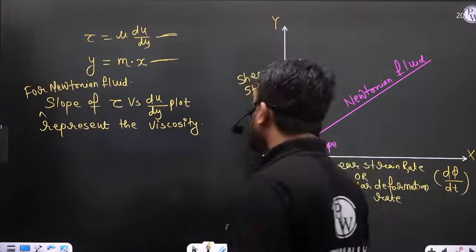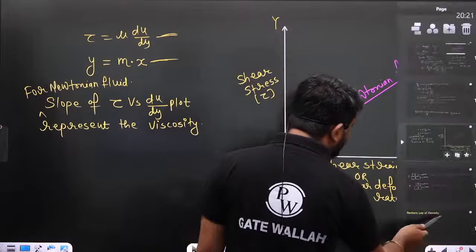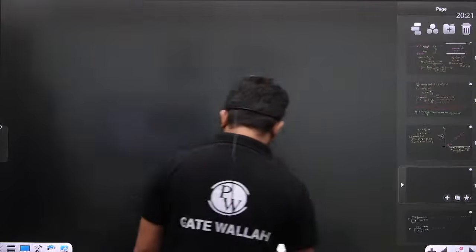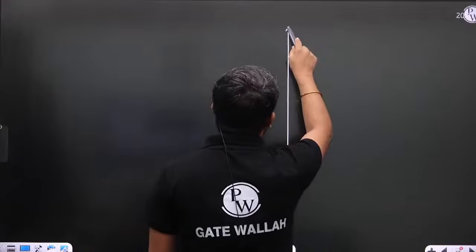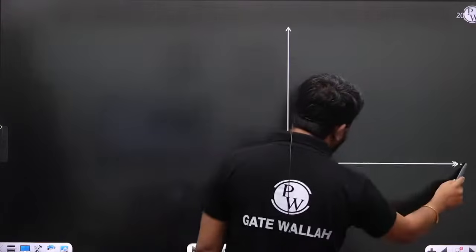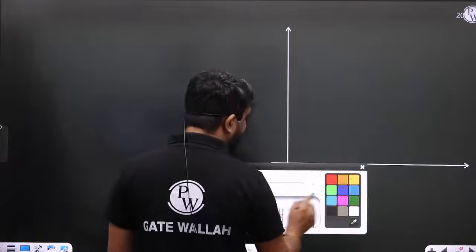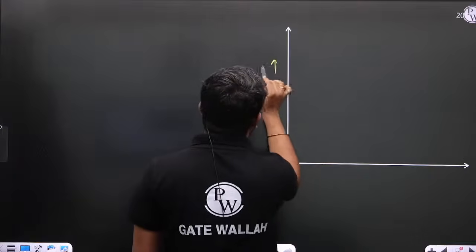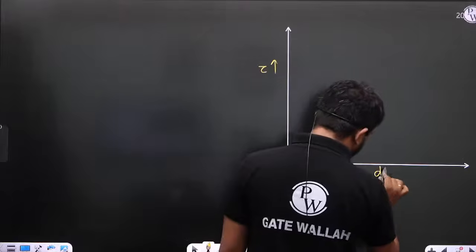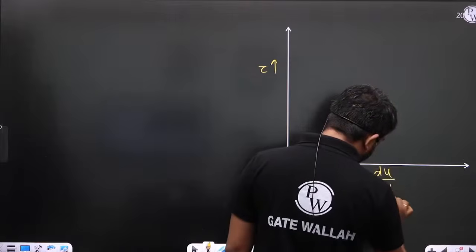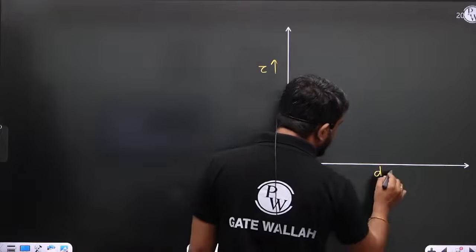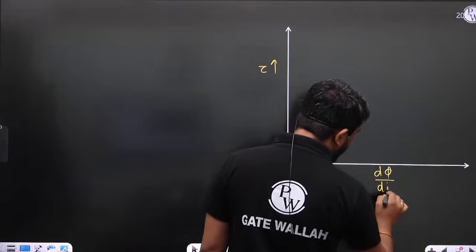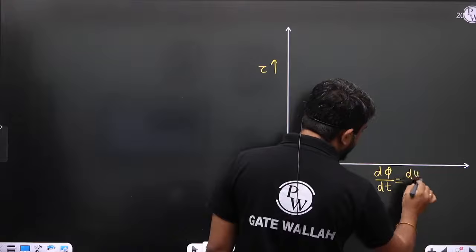Okay, so if I'm talking about the two graphs, let us consider again the tau versus du by dy plot, or tau versus d phi by dt. Same thing, na? D phi by dt is equal to du by dy only.